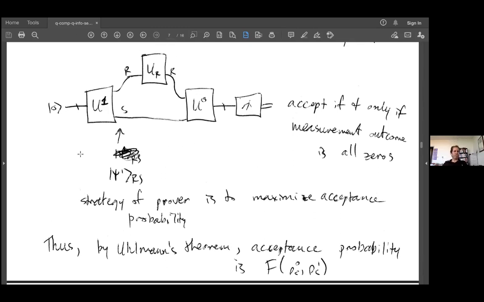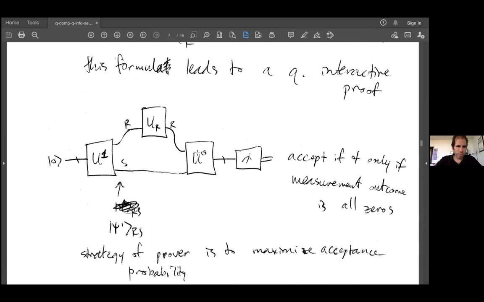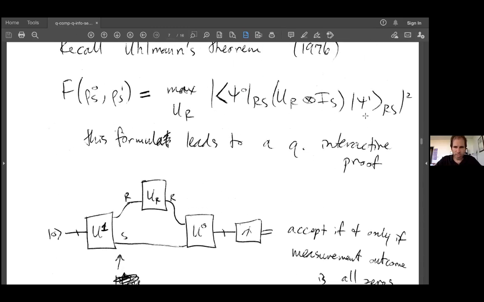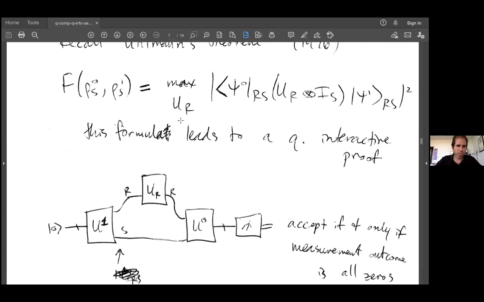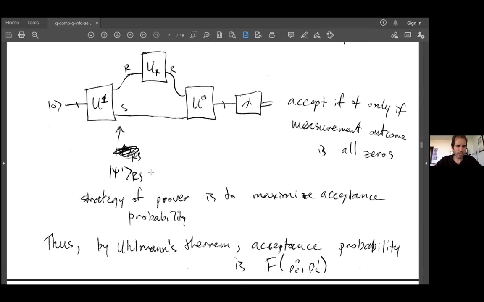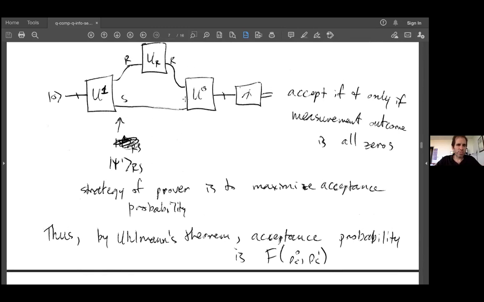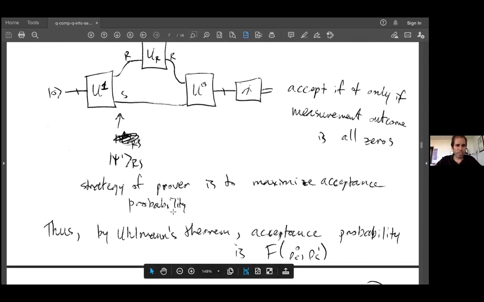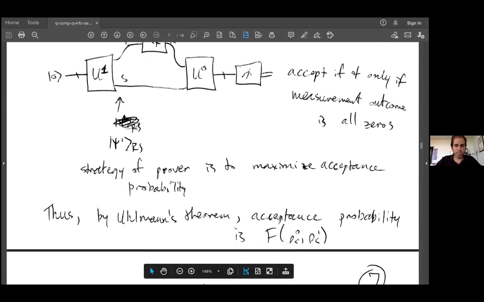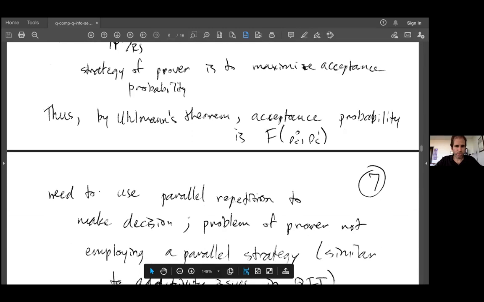I stated previously for QMA that the strategy of the prover is to maximize the acceptance probability. So the acceptance probability is given by this, and then this is the unitary that the prover is doing. So then if we maximize the acceptance probability over all unitaries, we get the fidelity. Okay. So the conclusion of all this is that this is an interactive proof system, and by a direct application of Ullmann's theorem, its acceptance probability is the fidelity between row 0 and row 1.